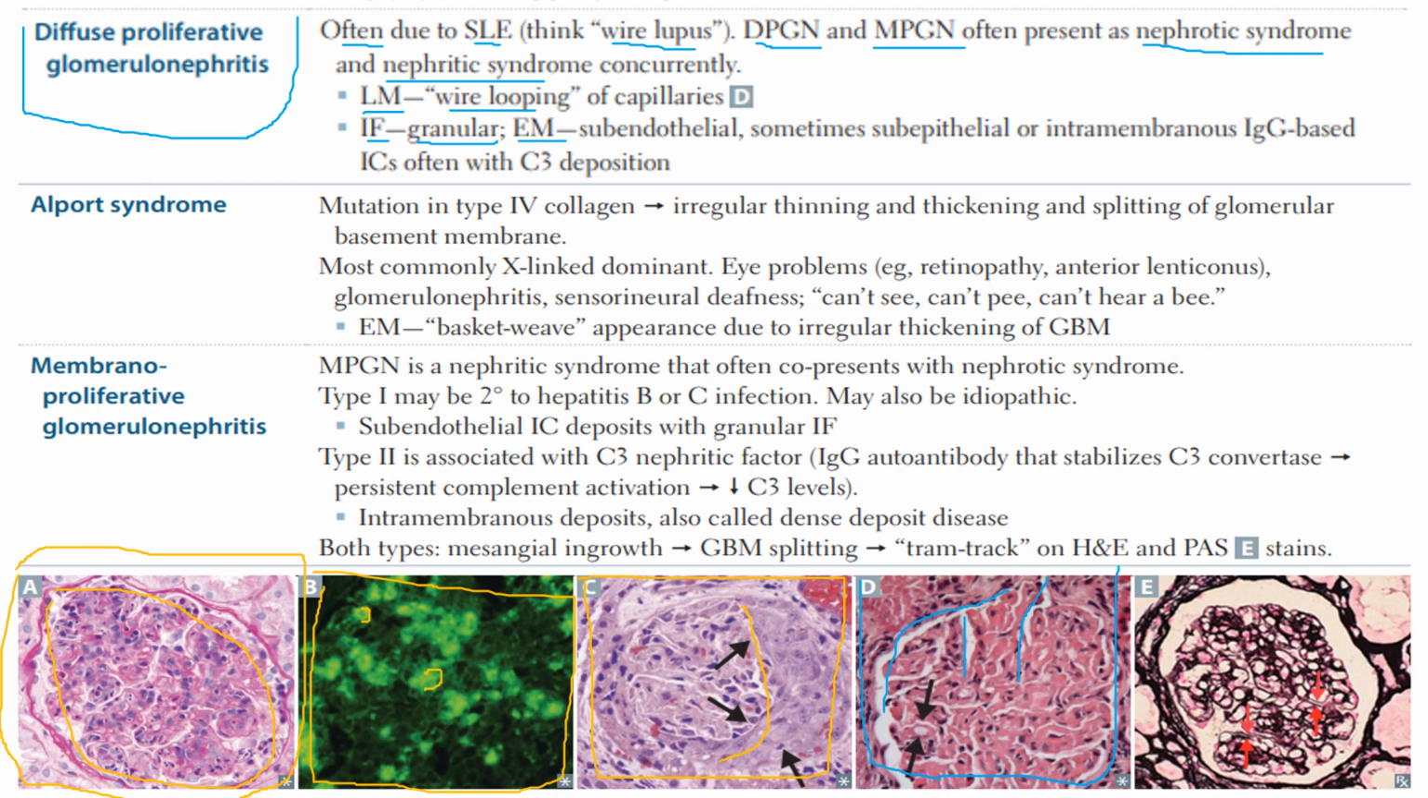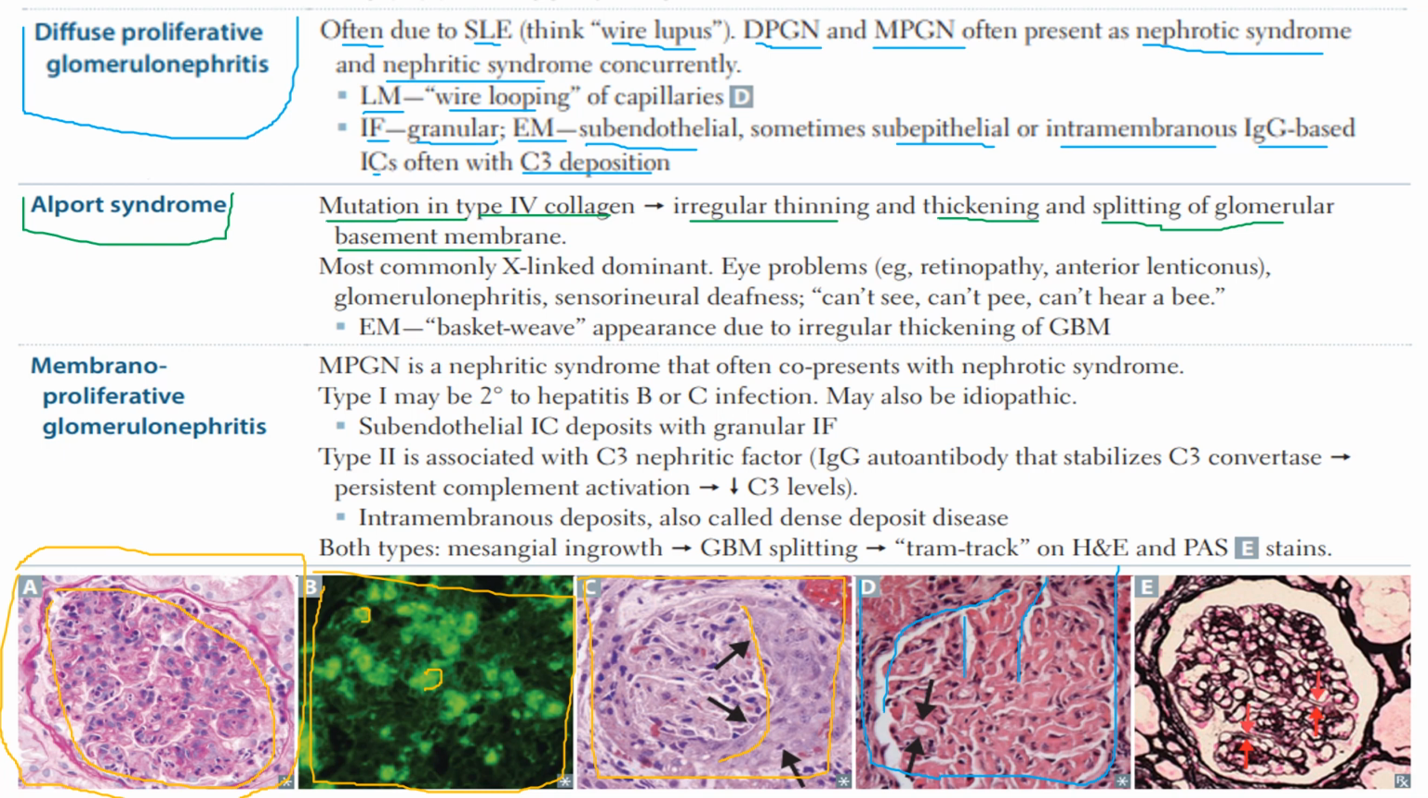On electron microscopy, there are subendothelial, sometimes subepithelial or intramembranous IgG-based ICs, often with C3 deposition. Alport syndrome is due to a mutation in type 4 collagen. It leads to irregular thinning, thickening, and splitting of the glomerular basement membrane.